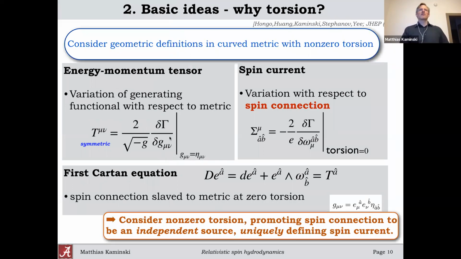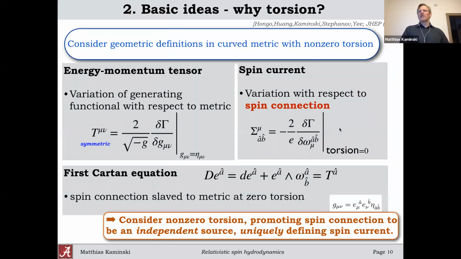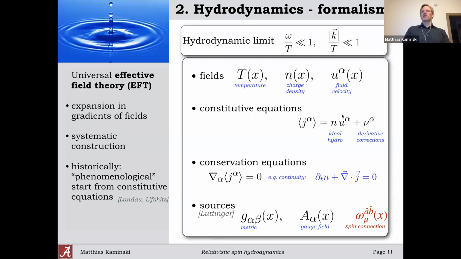Sources is what I mean. Background fields is another way to say it. So the metric is one of these sources. And then we will see that the spin connection now is also a source. So this is what we will do. And so let me give you a few examples.